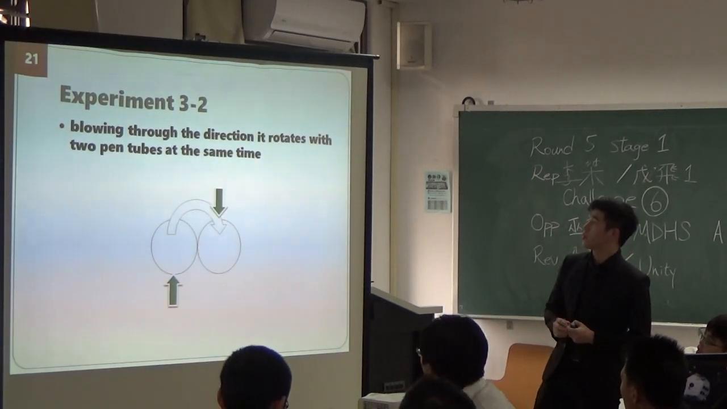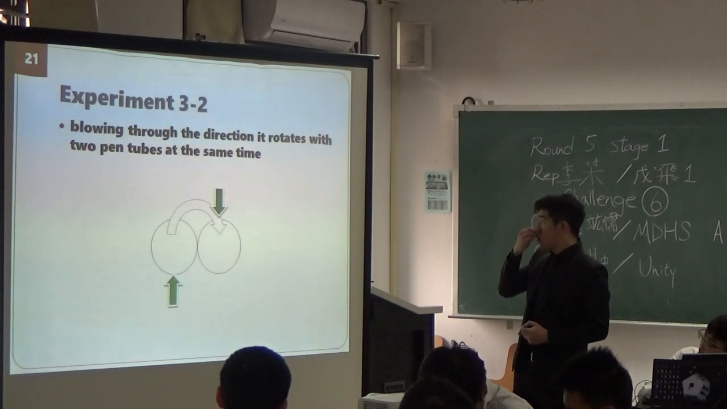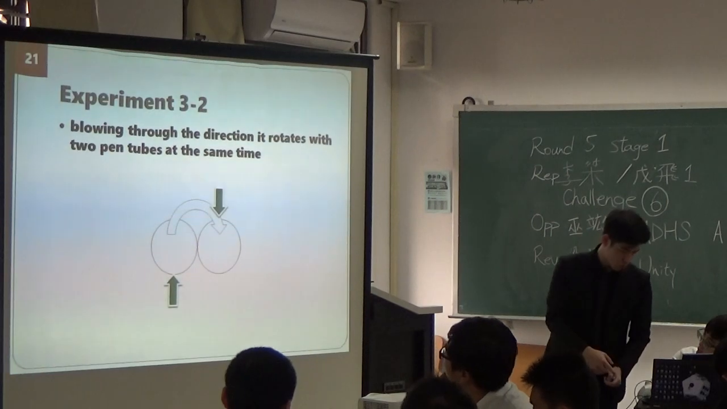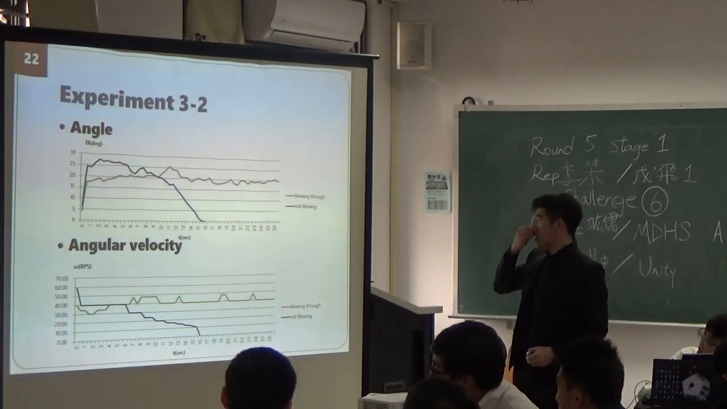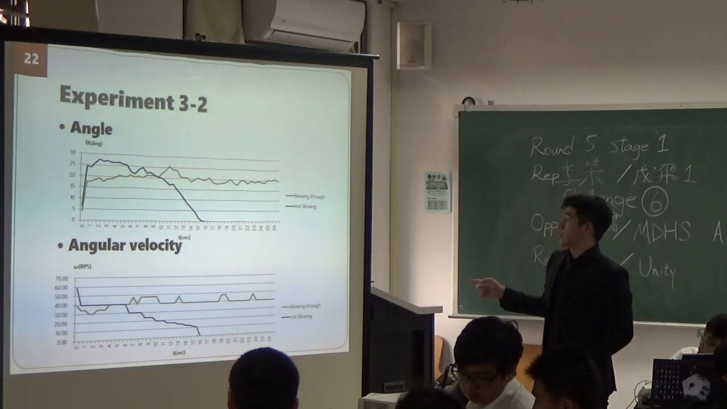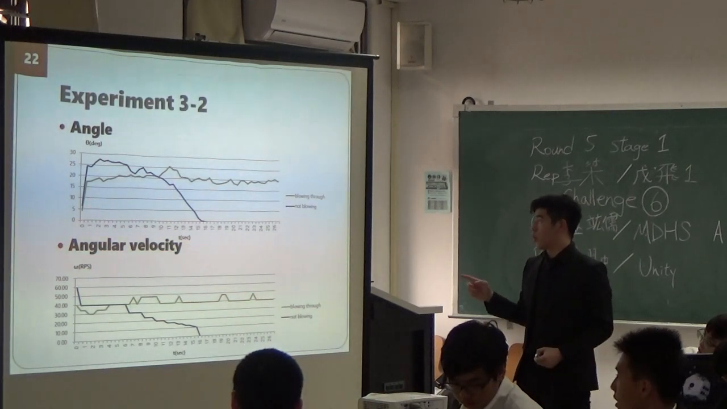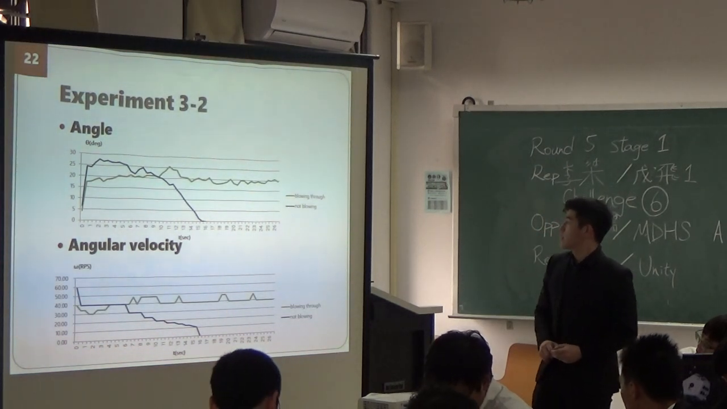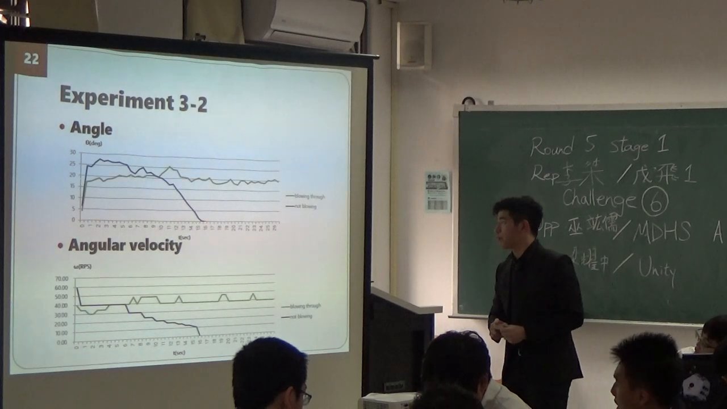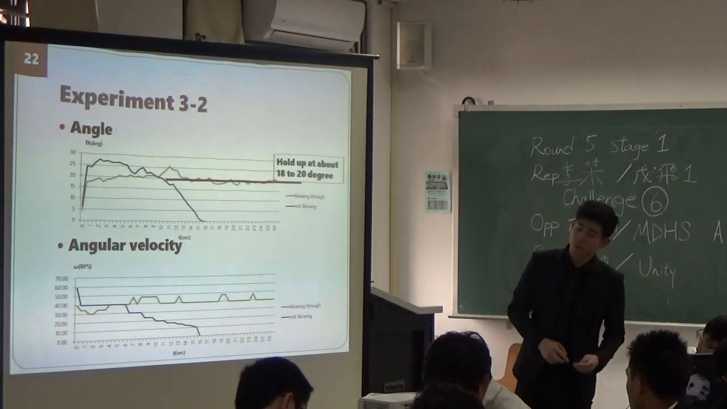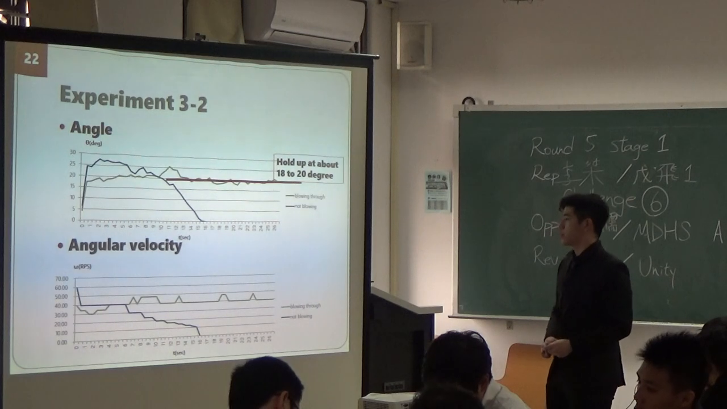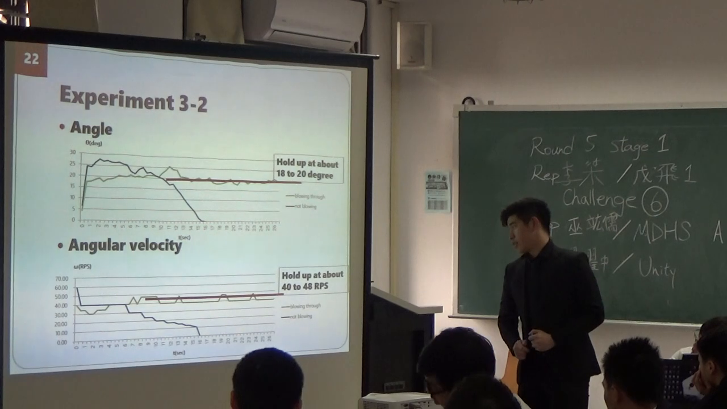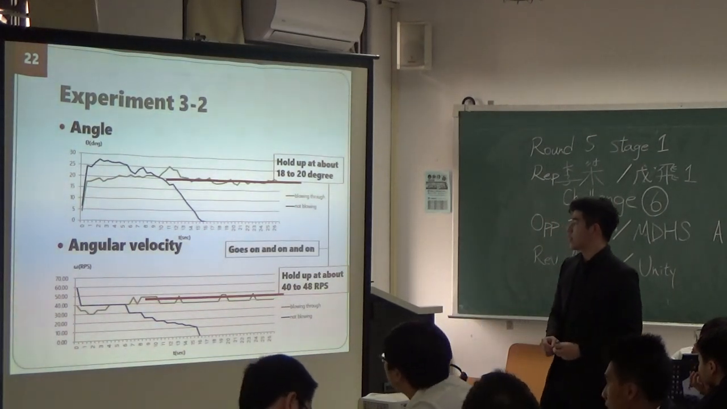So experiment 2-3. I'm blowing through the direction it rotates, at the same time. So this is my experiment. The blue one is the natural, original one, and the green one is the one I blow. You can see that if I keep blowing it, the angle will be held up at about 18 to 20 degrees, and the angular velocity will be held up at about 48 rounds per second. So it can go on and on.